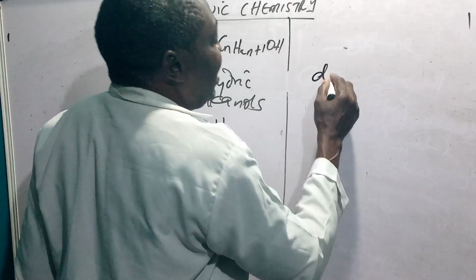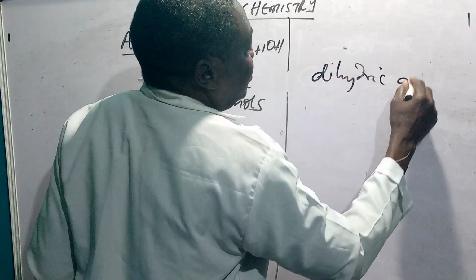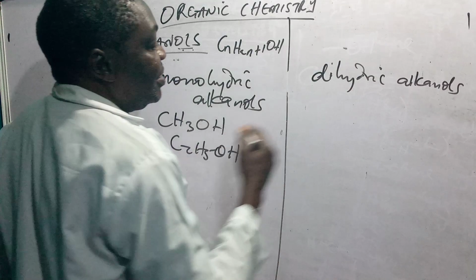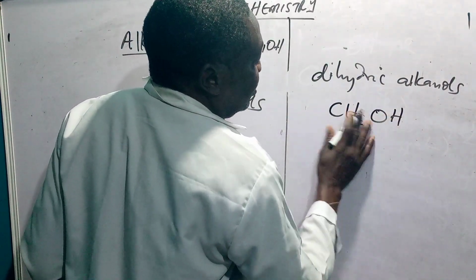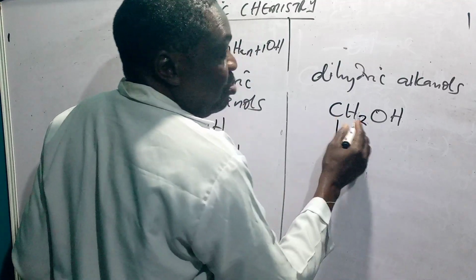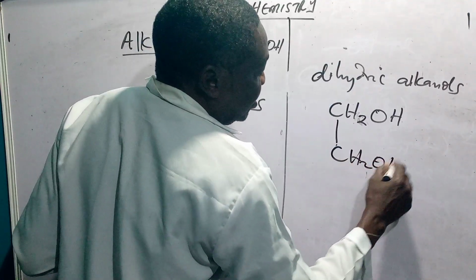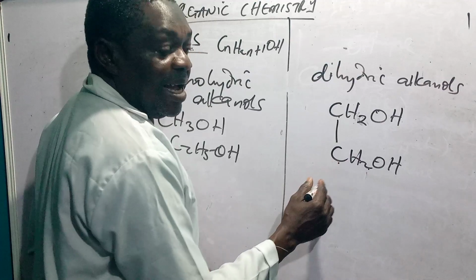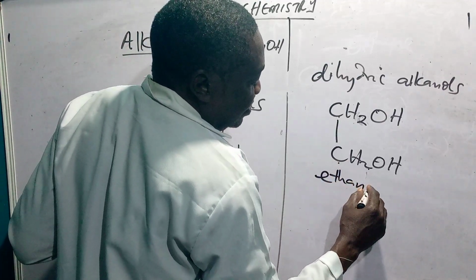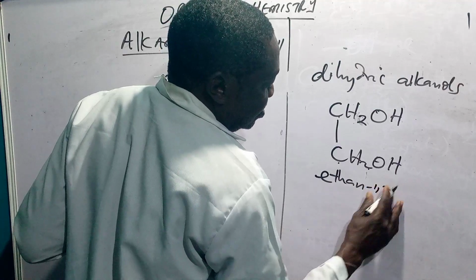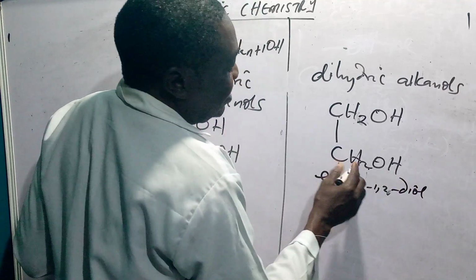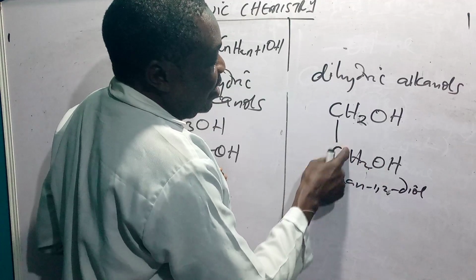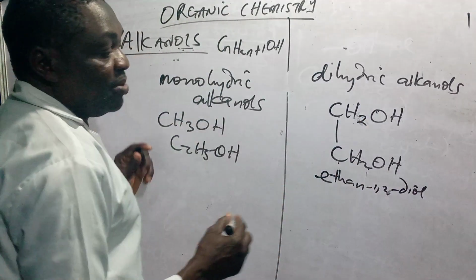You also have another group, dihydric alkanol. They have two hydroxy groups attached to the alkane: CH2OH, and the remaining bond is used for this, CH2OH. If you count this one, it has two carbon atoms, so it becomes ethane-1,2-diol. You see the ethane; from ethane, we replace E with OL. In this case, you have two OL, so ethane-1,2-diol. This one is called dihydric alkanol.